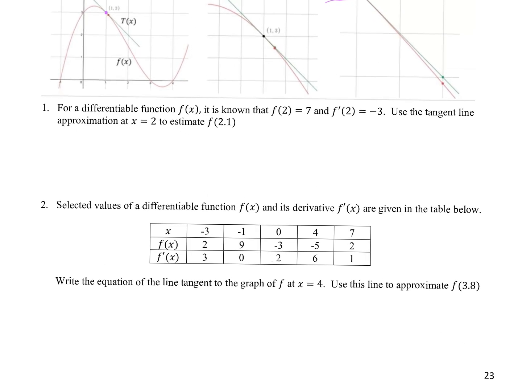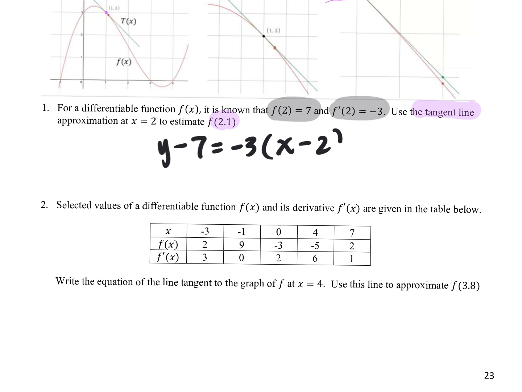Okay, so now let's put this into motion. It says, for the differentiable function f of x, all we know about the function is it has this point and that slope when x is 2. That's all we know about it. Use the tangent line to approximate when x is 2.1. So AP is going to give us 2 points for this problem. They said use the tangent line. So one, let's go write the equation of that tangent line using point slope form. Y minus y equals my slope times x minus x. What do we think? Y minus 7 equals my slope of -3 times x minus 2.